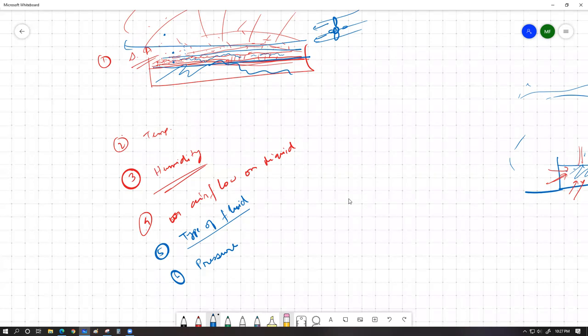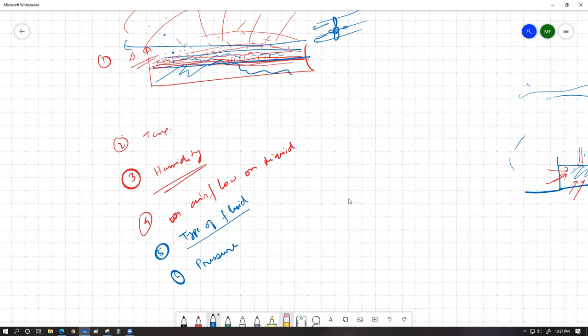It's a comparison between the adhesive force and the cohesive force. Did you guys learn these things anywhere? Maybe not yet. Okay, disregard that.